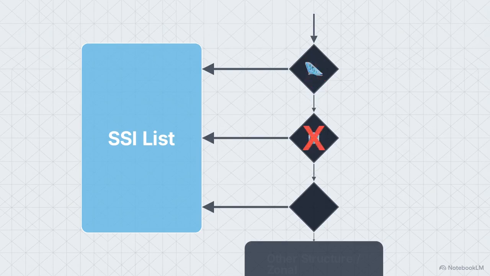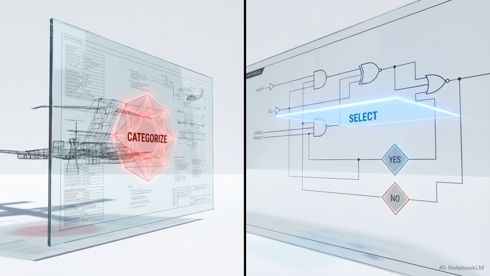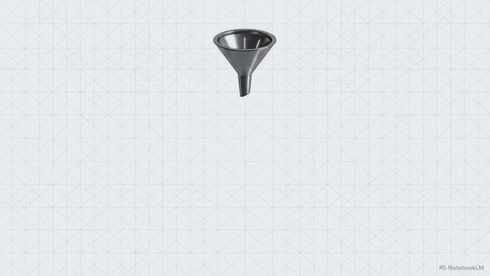This creates a new default state. If an item does not meet the specific criteria of the selection questions, it is automatically routed into the zonal or other structure category. This update aligns the identification logic for structures with the binary, filter-based logic used for systems maintenance. Transitioning the language from categorization to selection changes the engineering workflow from an administrative sorting task into a data-driven filter. This filter-based philosophy is codified through a new 4-step procedure.